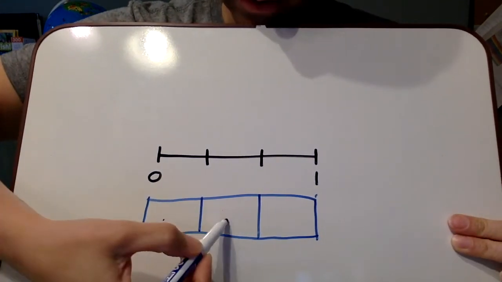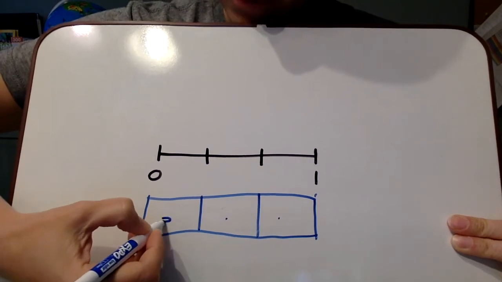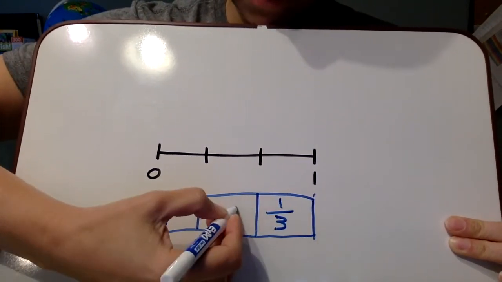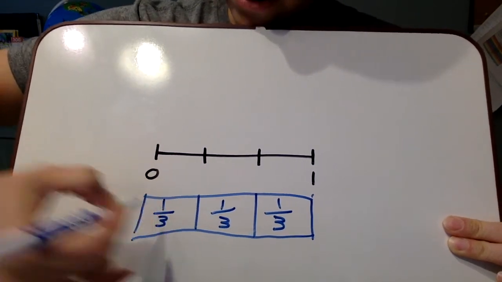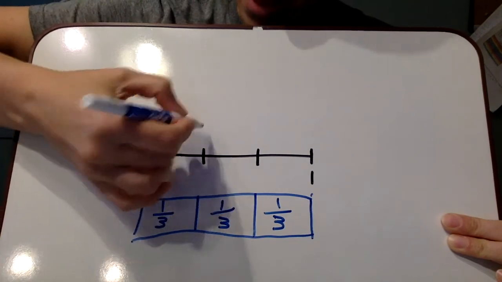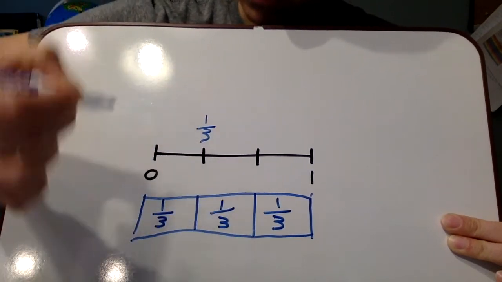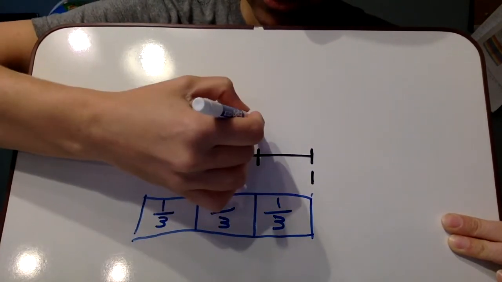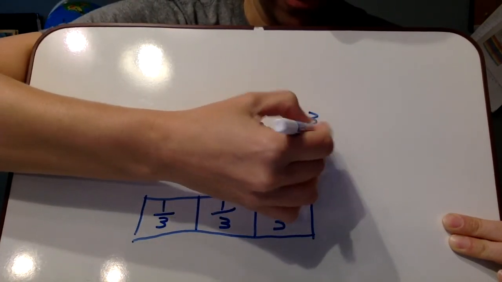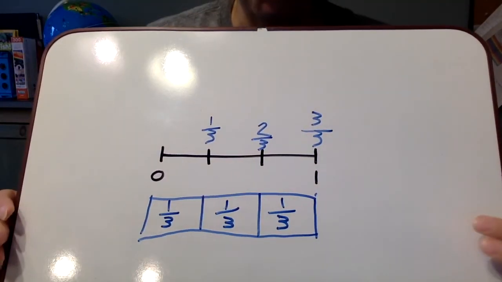So there's 1, 2, 3. My denominator has to be a 3. So each of these pieces has a value of 1/3. And now I can use that to label my number line. So one piece would be 1/3, 2 pieces would be 2/3, and 3/3 would represent my whole.